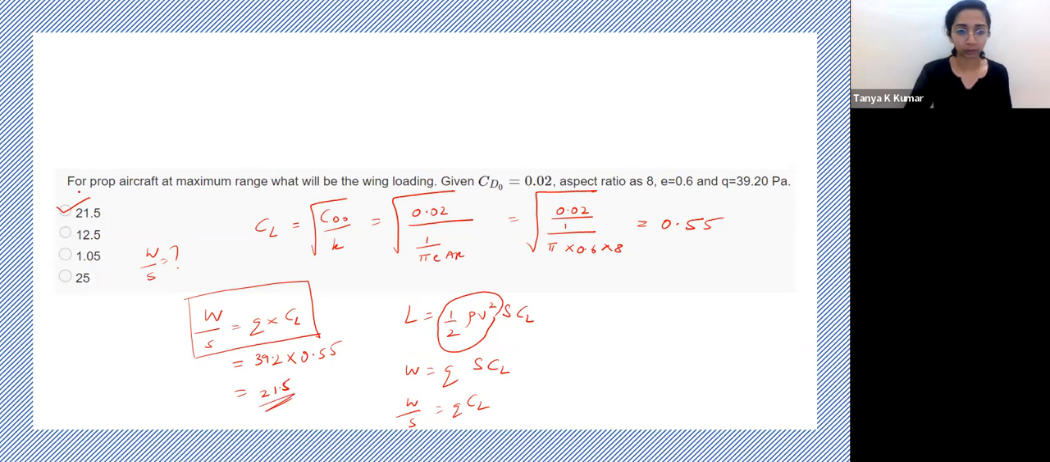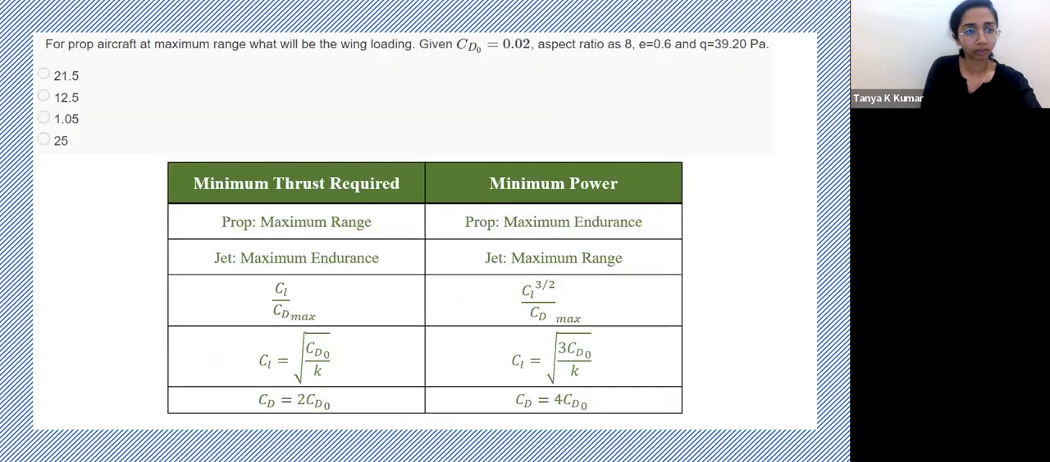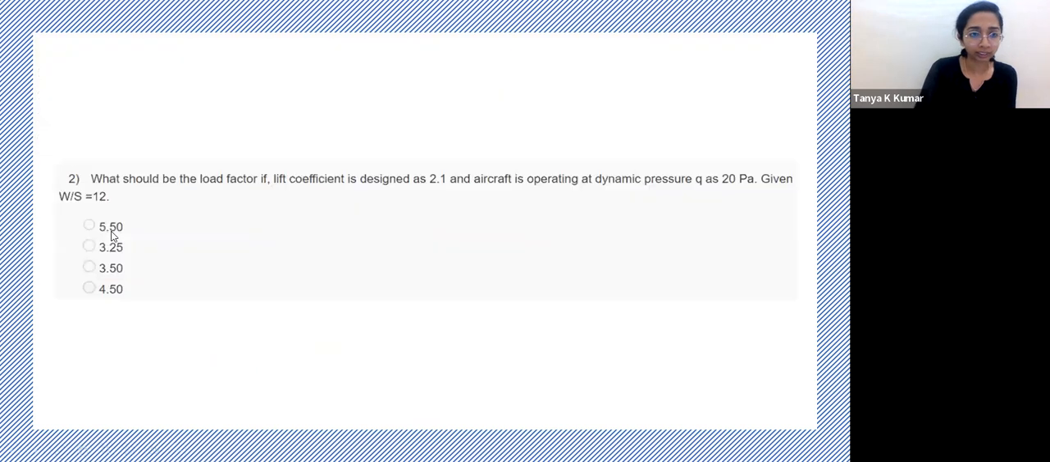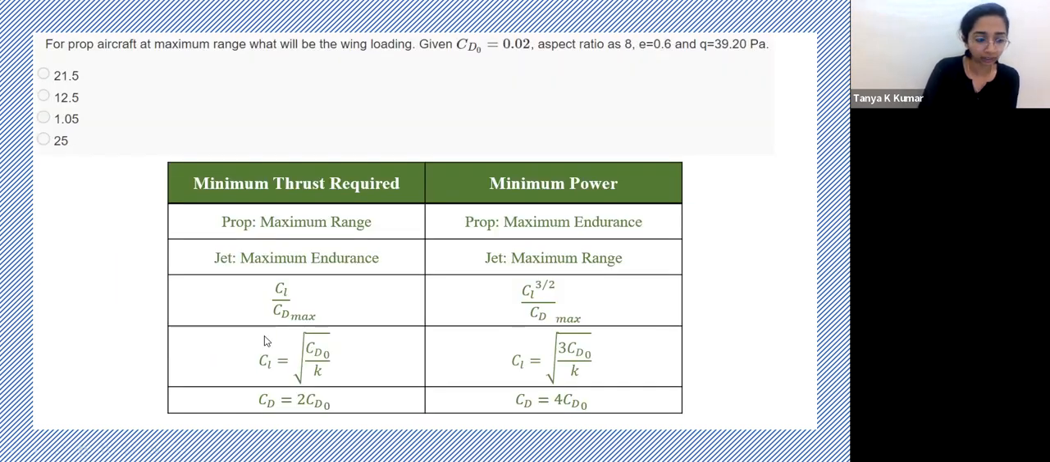Let's try going to the next question. Okay. For a propeller aircraft at maximum range, this is the same question. I just put this up to see why CL at maximum range is root CD naught by K and CL at minimum power is root 3 CD naught by K. Maximum range for a propeller aircraft is minimum thrust, and for a propeller driven aircraft, maximum endurance is the minimum power. It is the reverse for a jet engine. We have discussed this in the first 2 sessions.